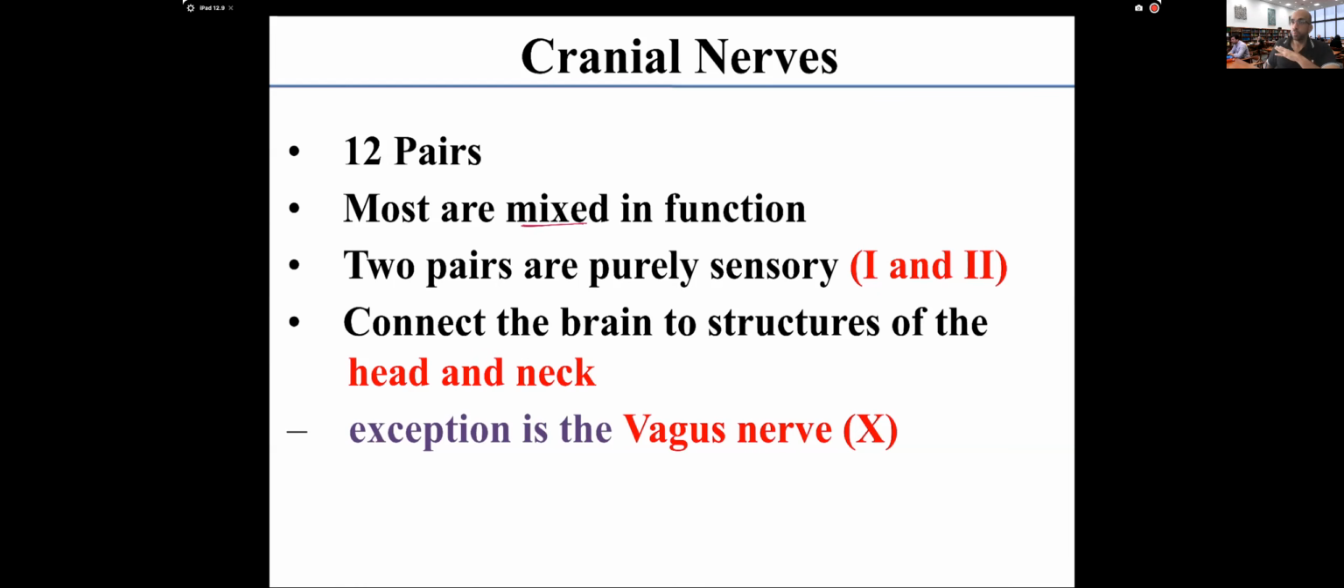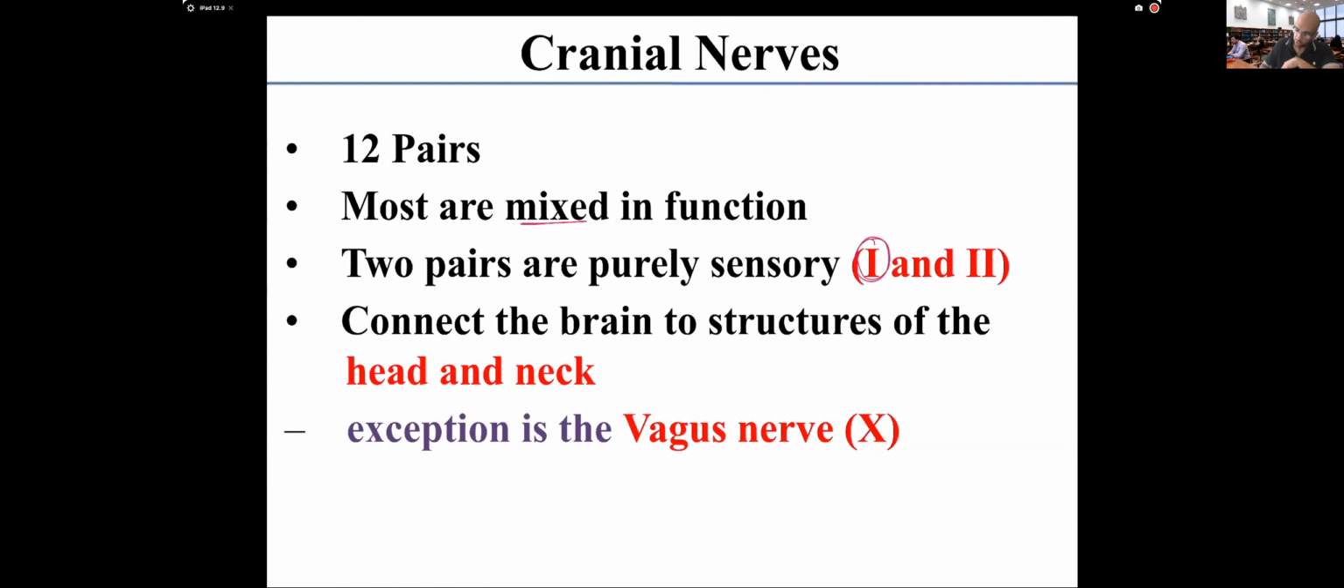Two pairs are purely sensory. Those are cranial nerve number 1 and cranial nerve number 2, my optic nerve and olfactory nerve. The olfactory nerve is the one that conducts smell sensation. It's purely sensory. The optic nerve is the one that conducts visual sensation, or vision. And again, it's purely sensory.